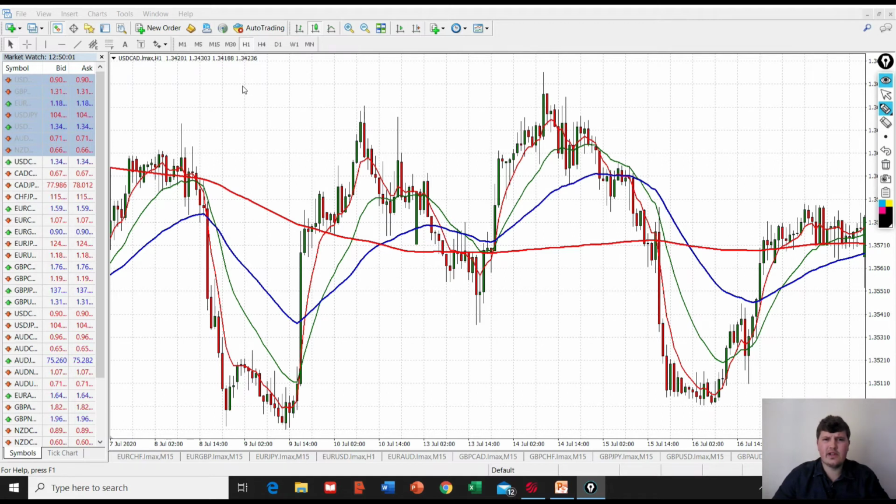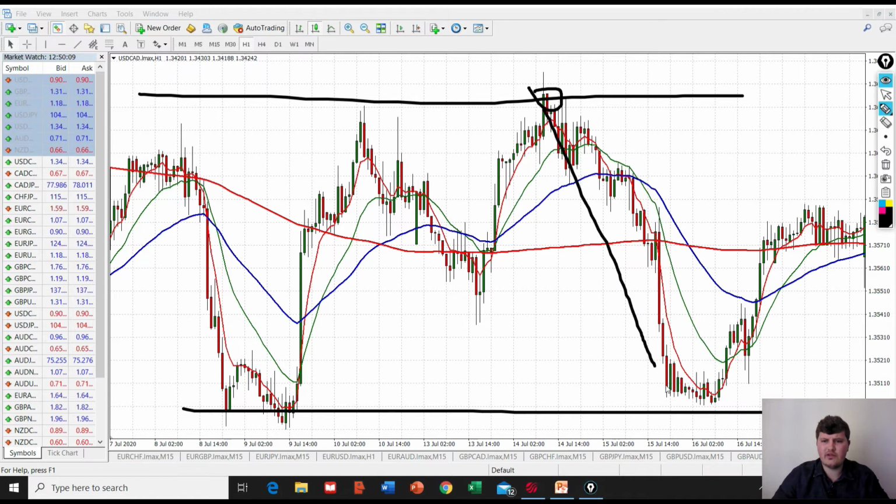If you have some experience with consolidating markets, then you can enter trades at the top and you can take the trade to the bottom or the support area, but we'll get into some more detail later on in this course.